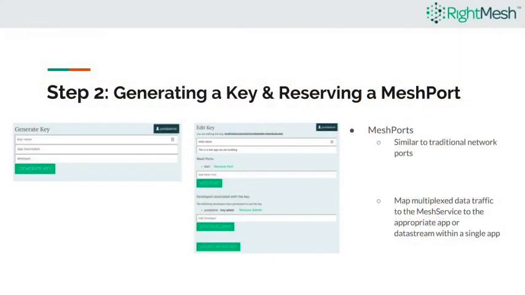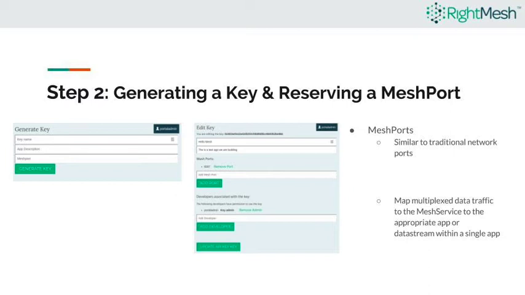The next step after you've been approved, you basically create a new API key, and you reserve a MeshPort for your app. A MeshPort is sort of like a traditional networking port. It allows the multiplexing of data coming from the network to the mesh service on the phone. So if you're running, say, 5 different mesh apps, the MeshPort tells it which app to send the data to at a given time.